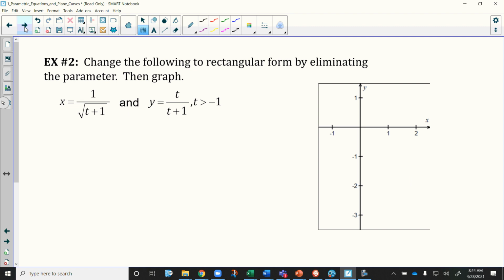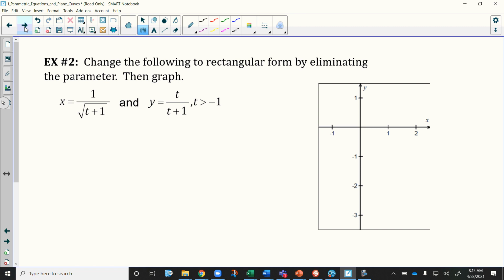So now we're asked to change the following to rectangular form by eliminating the parameter and then graph it. Okay, so one of the things that we are going to be practicing, and you'll see more of this in future lessons, is how we can convert a rectangular equation, which is what we normally think of, the stuff that we normally put on our Cartesian coordinates, the stuff that you've been graphing forever. Those are generally referred to as rectangular equations or rectangular coordinates. Well, we can kind of create a set of parametric equations from a single rectangular function.